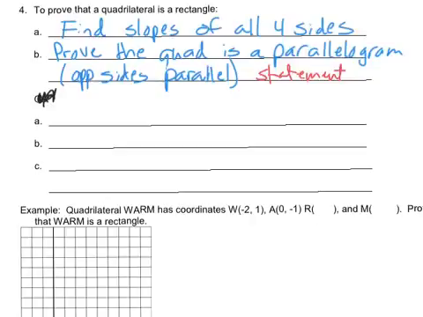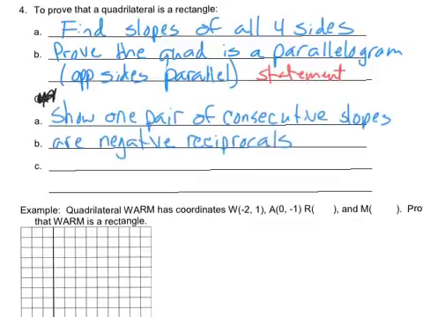But now, since you have all four slopes, because you're going to show that opposite sides are parallel, all you have to do is write one more statement, and you're going to show that one pair of consecutive slopes are negative reciprocals. So when you show that a pair of consecutive slopes, those are the slopes that are right next to each other, are negative reciprocals, that means the two lines are perpendicular and you have a right angle. So you would then write your concluding statement that you proved it's a rectangle because it's a parallelogram with one right angle.